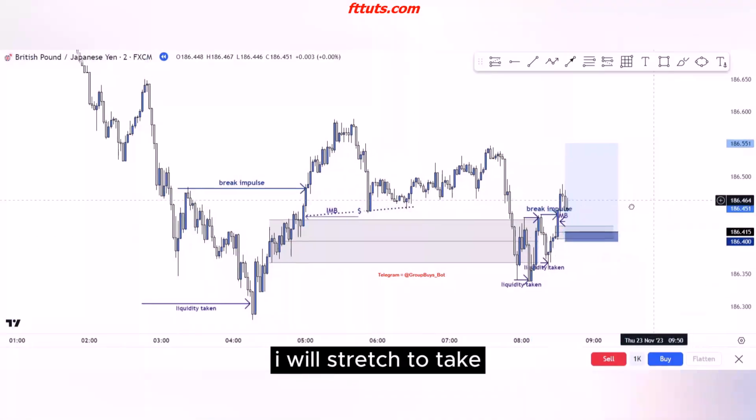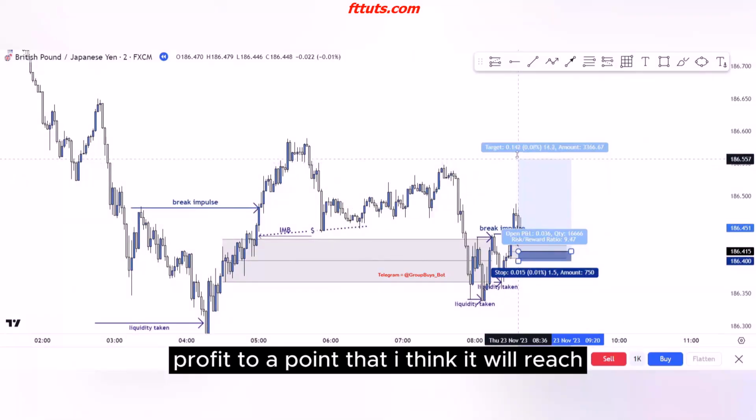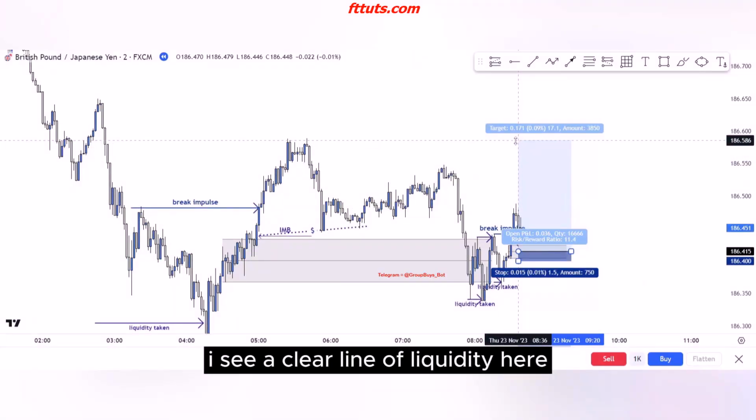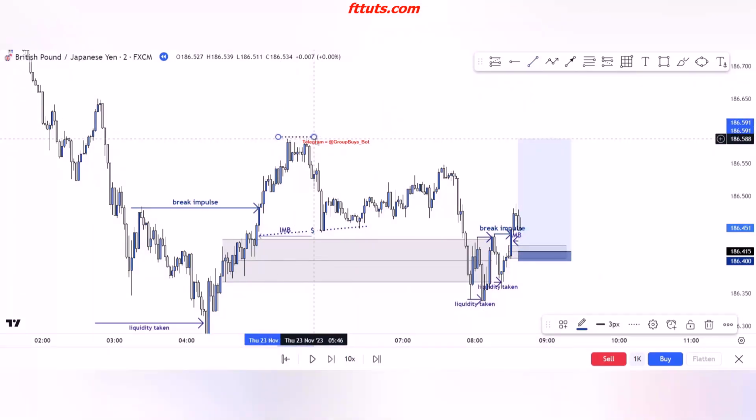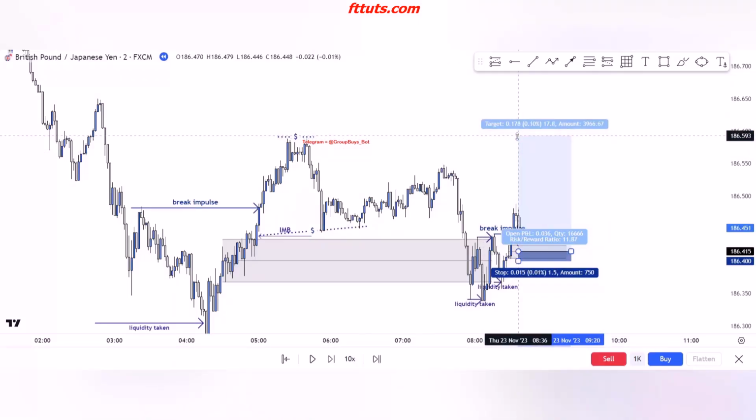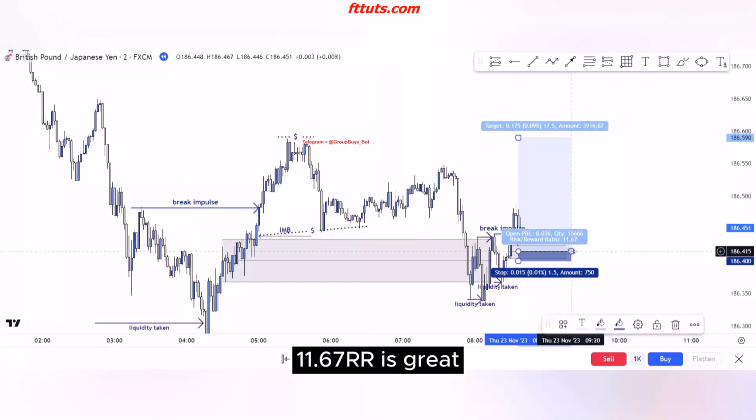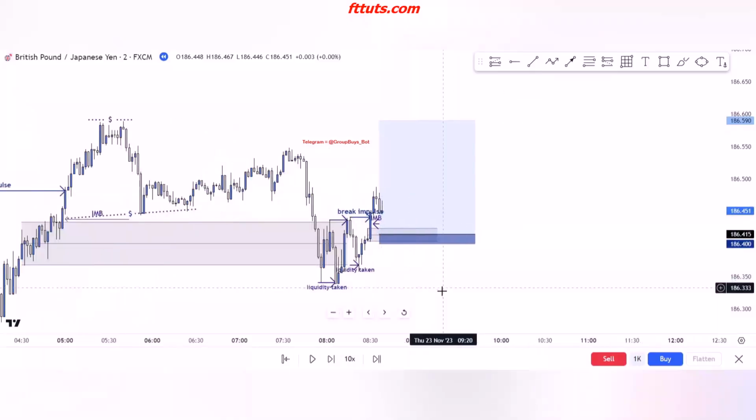I will stretch the take profit to a point that I think it will reach. I see a clear line of liquidity here. $11.67 is great.